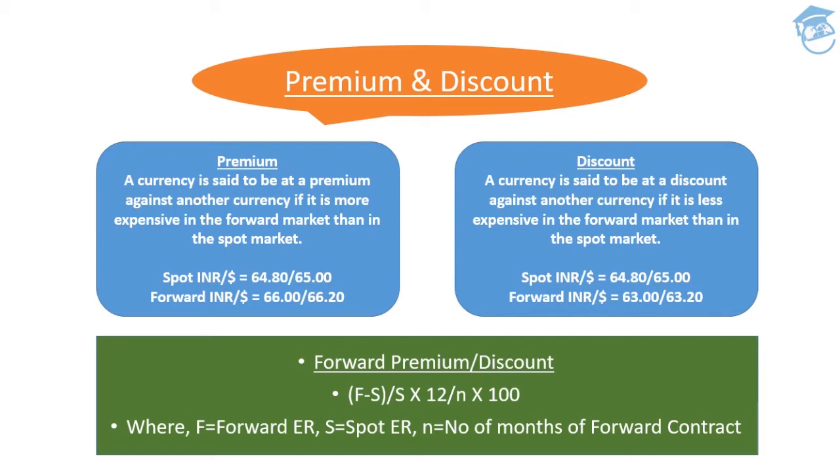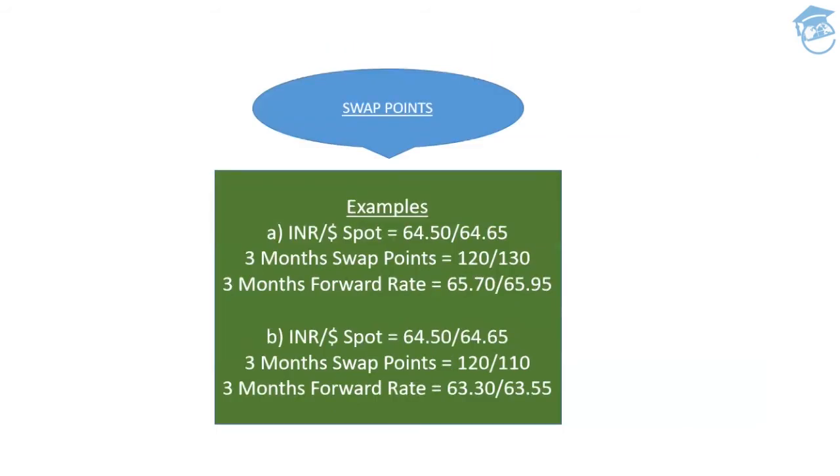Cool. Let's go ahead with the next topic, and that will be swap points. What do I mean by swap points? Let's understand the same with an example. I made an example for you guys which says, example number 1, INR divided by dollar. $1 will be available in the spot market at 64.50 bid and 64.65 ask.